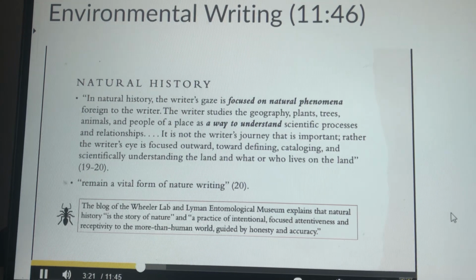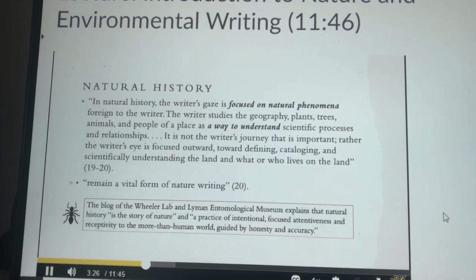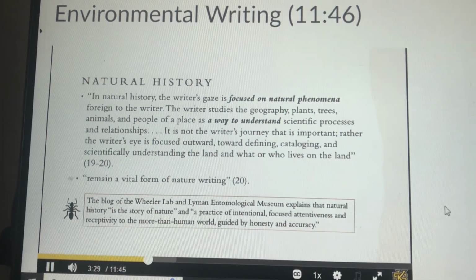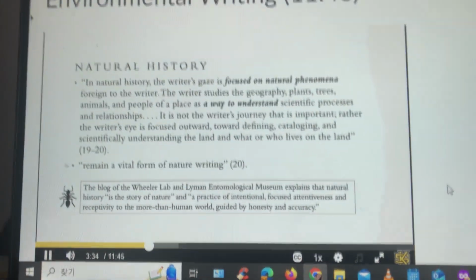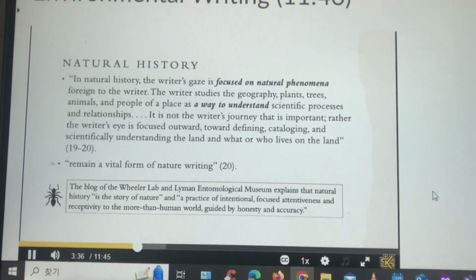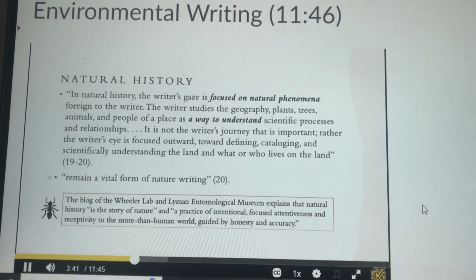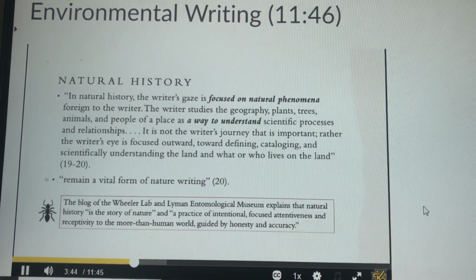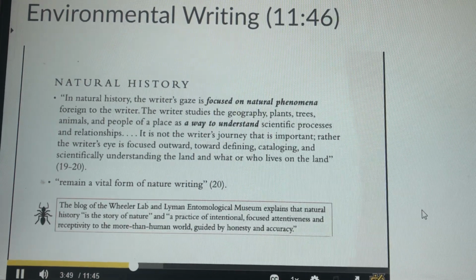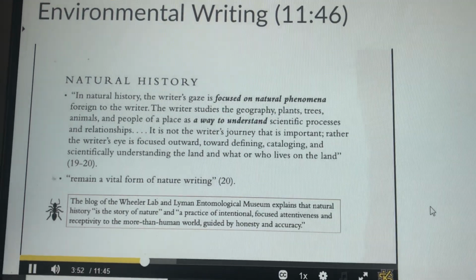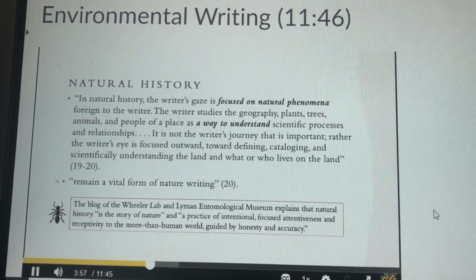Let me say something about that term natural history before moving on. The blog of the Wheeler Lab and Lyman Entomological Museum explains that natural history is the story of nature, and so natural history is both that story and a practice of intentional, focused attentiveness and receptivity to the more than human world, guided by honesty and accuracy. This practice is guided by the questions: what is it? What does it do? To what is it connected?